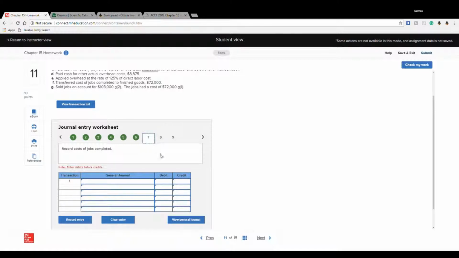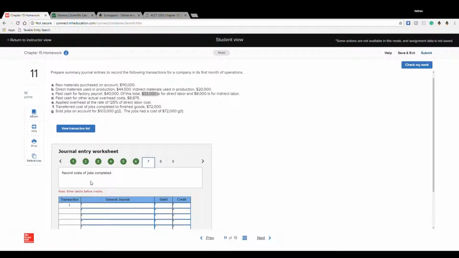Question 7. Now we get to record cost of job complete. So F states transfer cost of jobs completed to finished goods was 72,000. So since it's moving from work in process, work in process is going down. So that must mean it must get a credit. Finished goods, it's going up because now it's out of process, it's complete. So the cost associated is that 72,000.